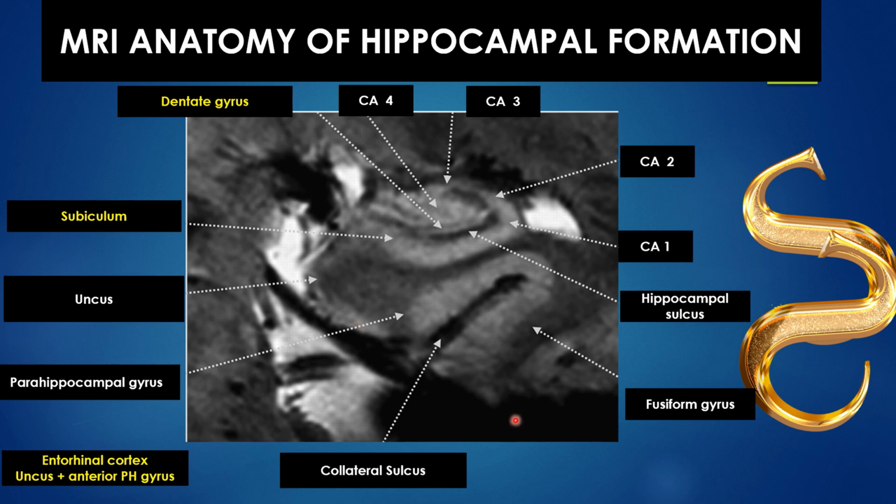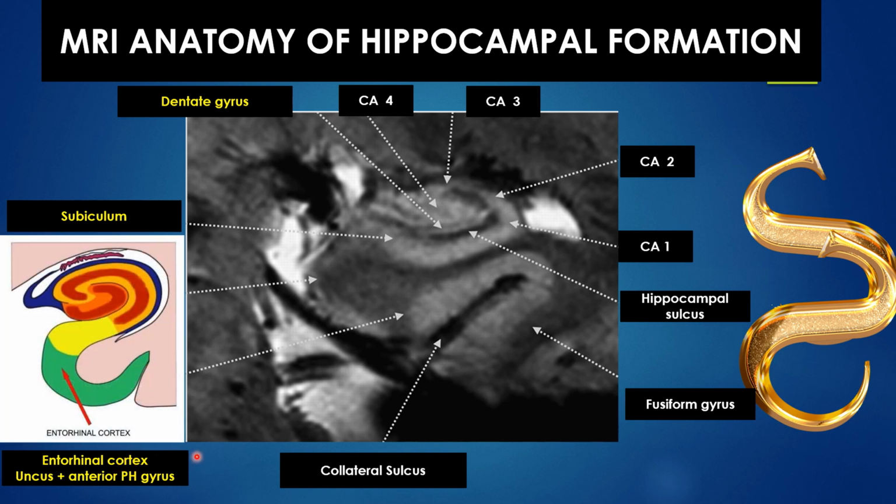Now, what is the entorhinal cortex? It is basically part of the uncus and the anterior part of the parahippocampal gyrus. So, if you add these two structures together, it is going to be called the entorhinal cortex. And the hippocampal formation is basically the hippocampus plus dentate gyrus, subiculum, and entorhinal cortex, which is the uncus and the anterior parahippocampal gyrus. I hope you have understood the difference between the hippocampus and the hippocampal formation and what are the various small structures which are there in the hippocampal formation.